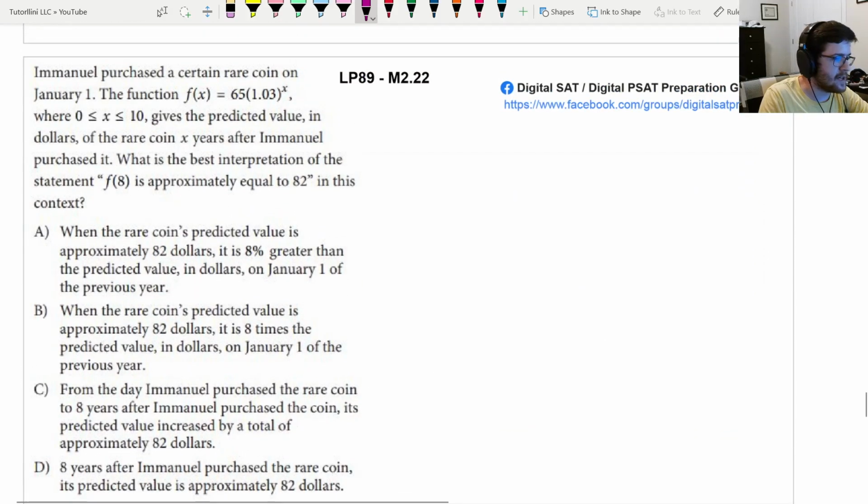All right, let's move on. We've got a couple more here. Okay, f of 8 is approximately equal to 82. Okay, I'm going to write that down.